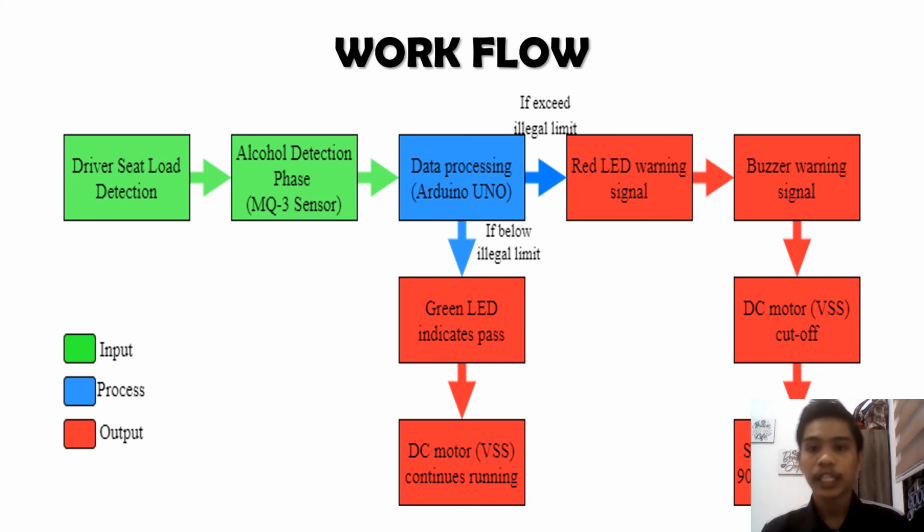Next is the process. In this case, the system runs using an Arduino. For this project, I use an Arduino Uno to send the output. If the process gives the green LED output, the DC motor, or direct current motor, of the vehicle starting system, VSS, continues running. If the process gives the red LED output, it means the buzzer warning signal is active and the DC motor is cut off and cannot start the engine, and the power window automatically opens by spinning the rotor 90 degrees.